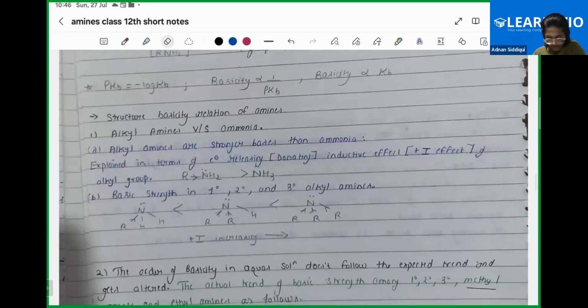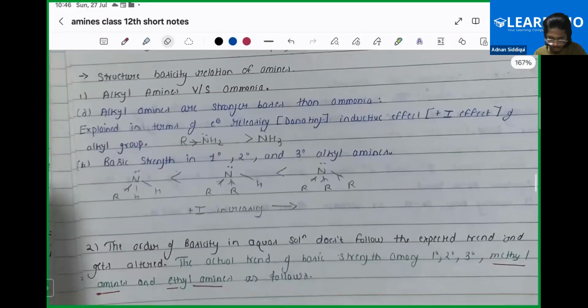Right. So please read this one out, and I hope this is clear. If you have ammonia and alkylamine, which one is more basic? Alkylamine, because in ammonia we don't have any side group which is going to act with a plus I effect.